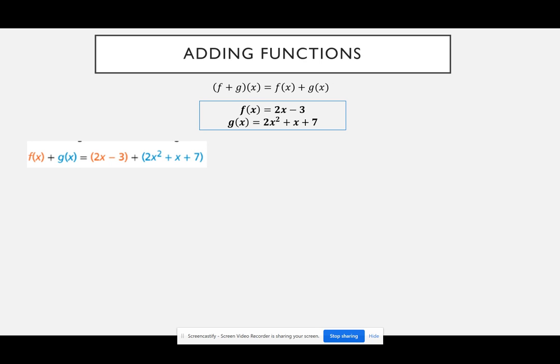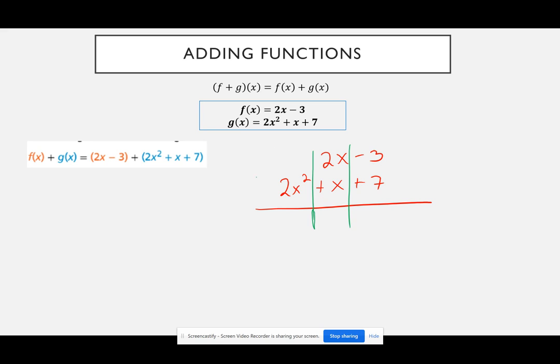You could set it up and add like terms horizontally. That's fine. I personally prefer to line them up vertically, and I tried to line up my like terms on top of each other. My first equation, f of x, is 2x minus 3. And when I line g of x up, I'm going to put 2x squared over here, so that way my x's line up and my constants line up. Let me see if I can draw lines down. Do you see how all the like terms are set up vertically?